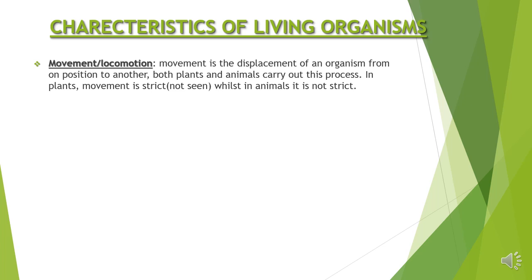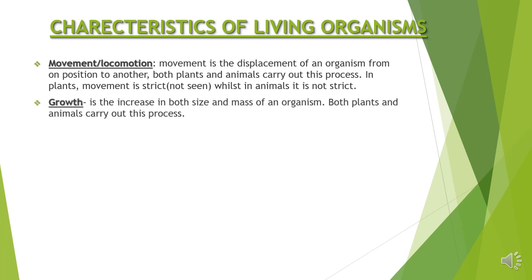So that's why for a plant, its movement is somehow strict, and it happens only in certain areas, like the roots or the plant tip. Whereas for animals, movement is not restricted, which means that they can move from one position to another through walking or running.